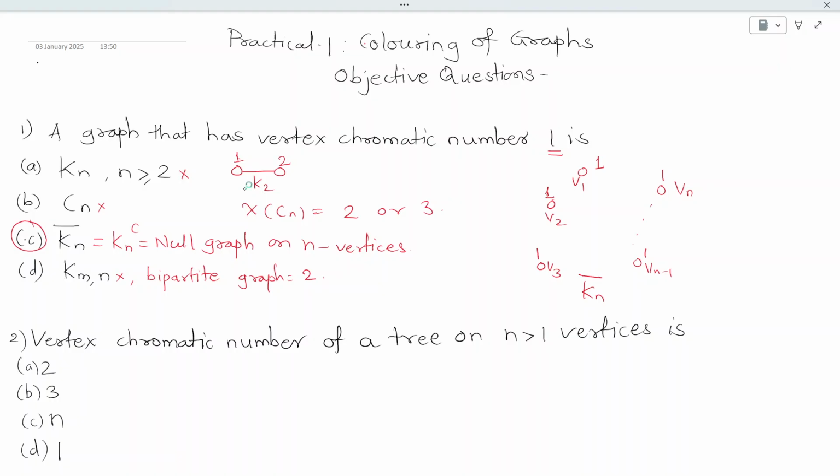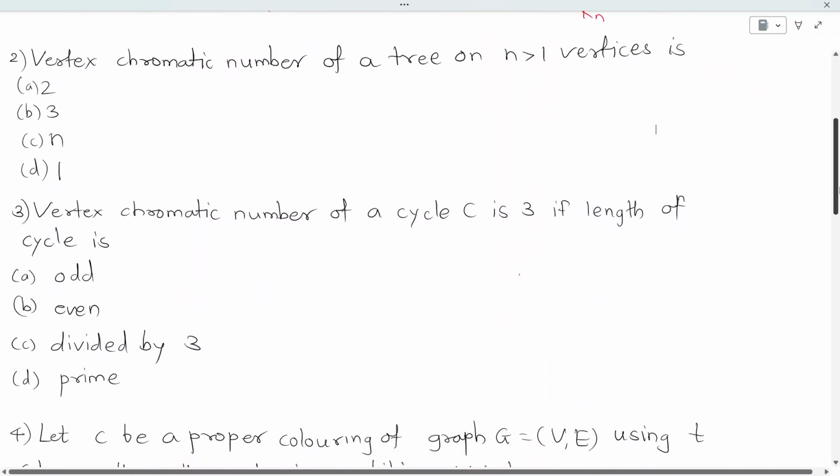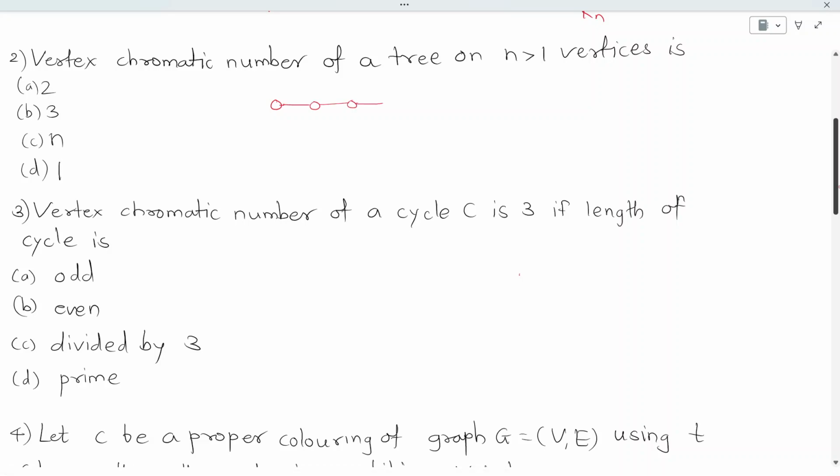Next objective is the vertex chromatic number of a tree on n greater than 1 vertices. So let us draw a tree where the number of vertices is greater than 1. So I have drawn here a tree T, with vertices V1, V2, V3, V4, V5. So here n is equal to 5.